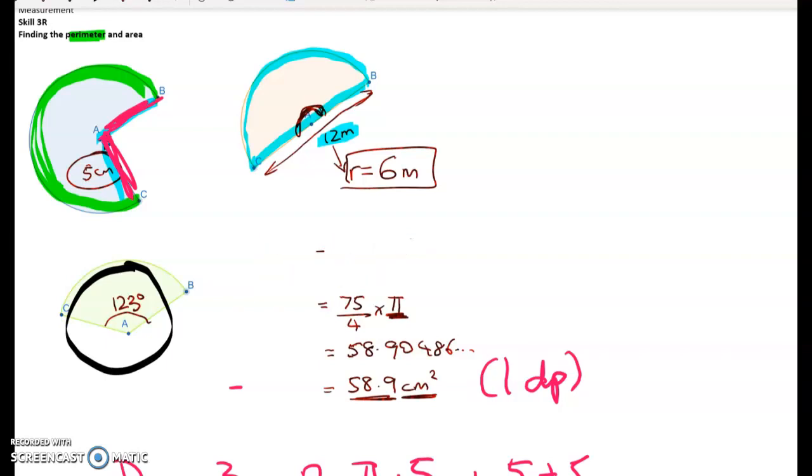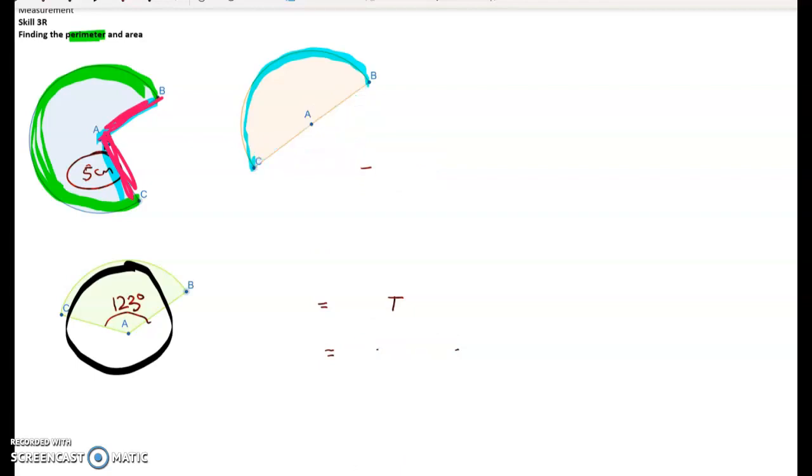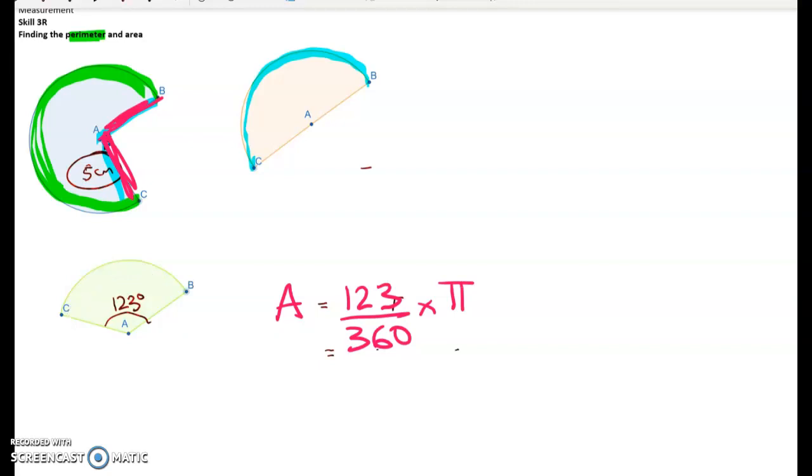So what we have to think about is what fraction of the circle that is. So it's 123 out of 360. And that's the approach that we're going to take for finding the area. So the area is going to be 123 divided by 360 times pi, and I have completely forgotten to tell you what the radius is. So let's assume that the radius is a really simple 10 meters. So it's going to be 123 over 360 times pi times 10 squared.